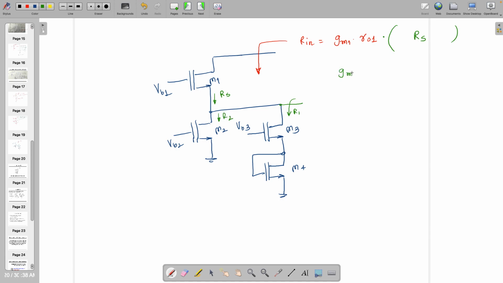GM2 RO2, why GM2 RO2? It's only RO2. If I'm looking, forget about this one. This part, if you forget it, then looking from the drain of a transistor whose source is connected to ground is going to give you only and only RO2, right? Looking from here, again this becomes a cascode. By the way, if you are stacking one transistor on top of another, that is known as the cascode.